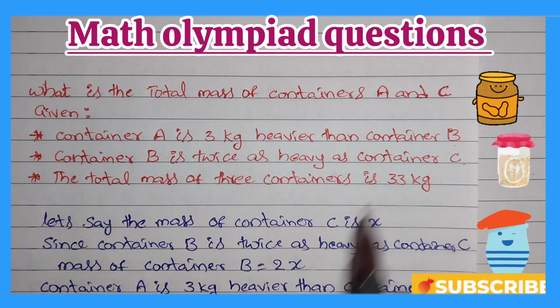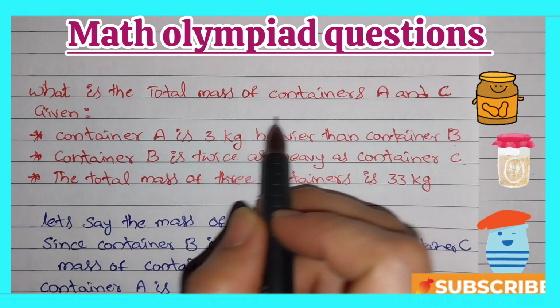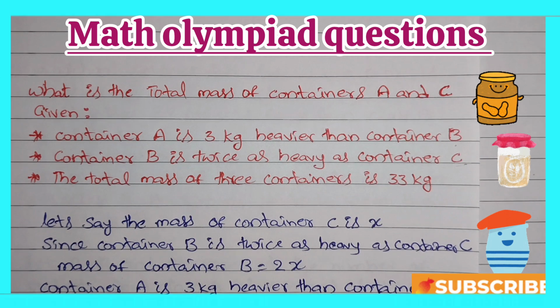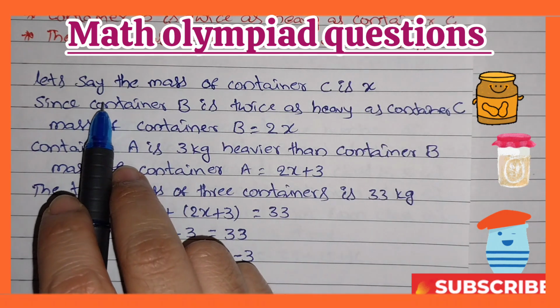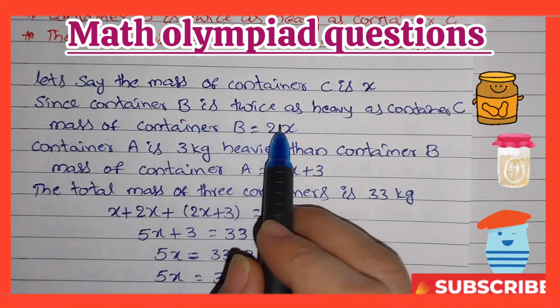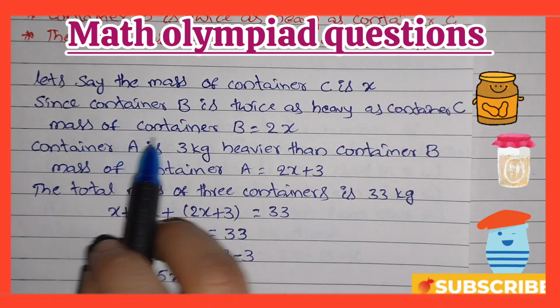So read the question carefully and understand what is given. We have to find the total mass of containers A and C. Let's see how to solve this problem. Let's say the mass of container C is x. Since container B is twice as heavy as container C, the mass of container B equals 2x.